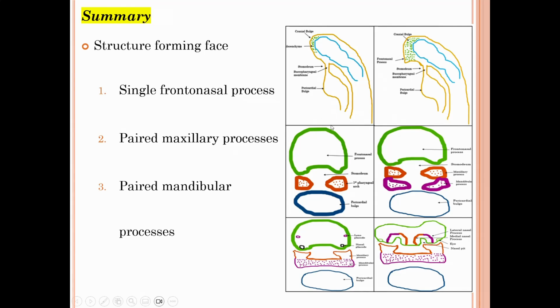So the summary here: if you see the structures which are forming the face, you can see here the mesenchyme, which you call the frontonasal process. You can see the first arch, you can see the processes from the first arch, maxillary and mandibular. You can see here the nasal placode, and here is the medial and lateral nasal process, and there is the nasal pit. So these are the structures: frontonasal process, maxillary process and mandibular process. All together they are going to form the face.